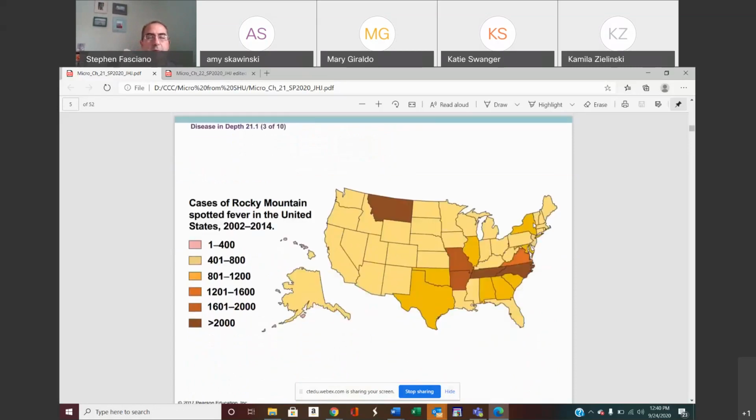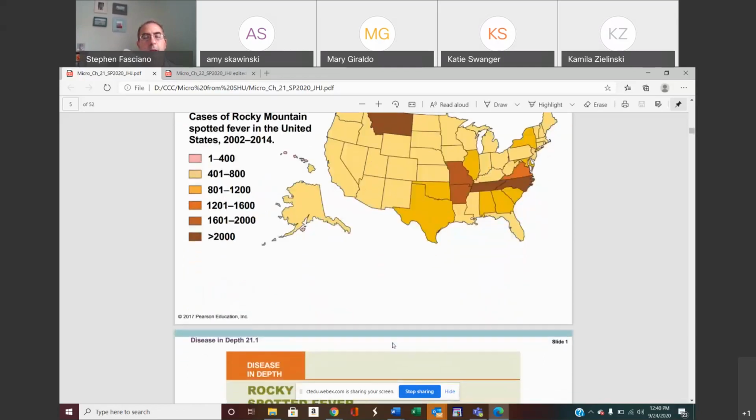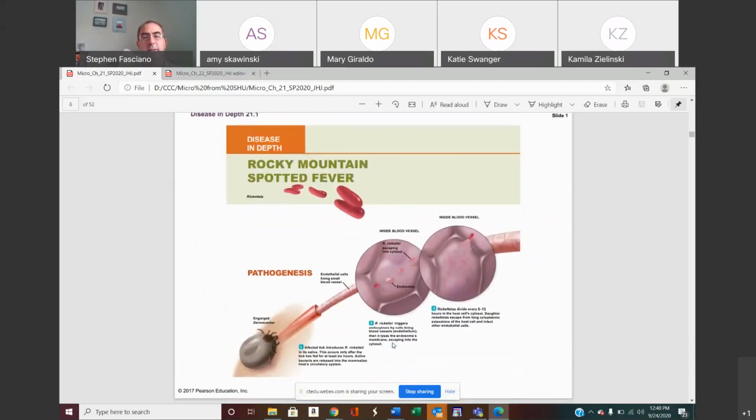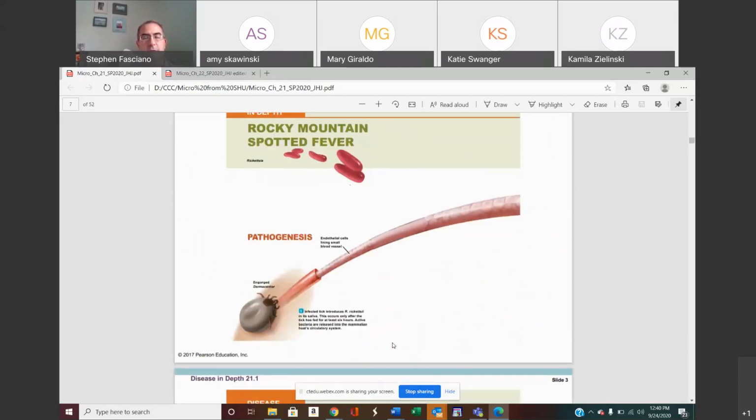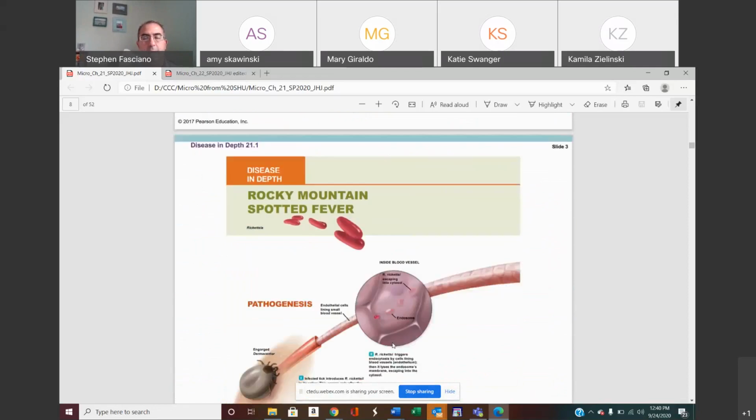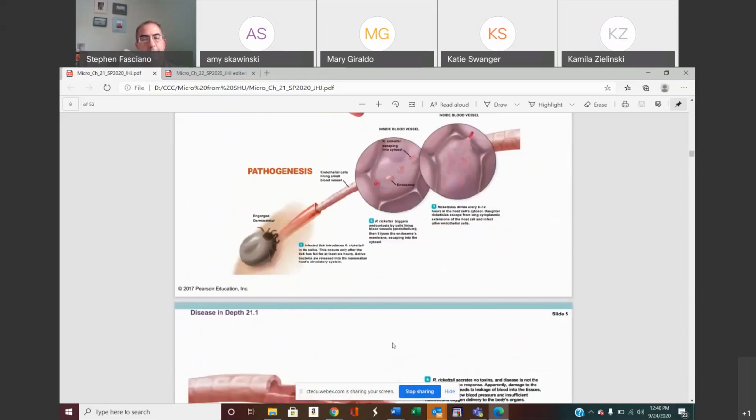And so here's a map of cases of Rocky Mountain spotted fever. Most of them are not near the Rocky Mountains. They're in the east, which is unusual, but the first cases were identified out west. That's why it's named that. Okay, and you can see here, they go on to talk about the pathogenesis, how it actually gets into your bloodstream.